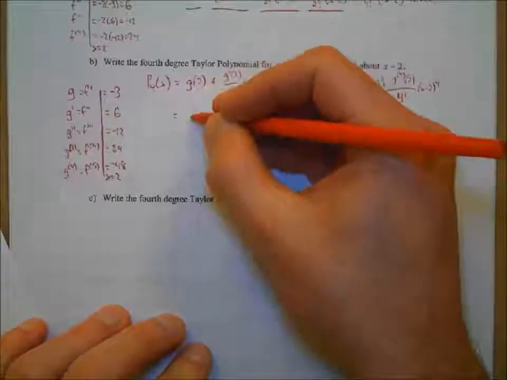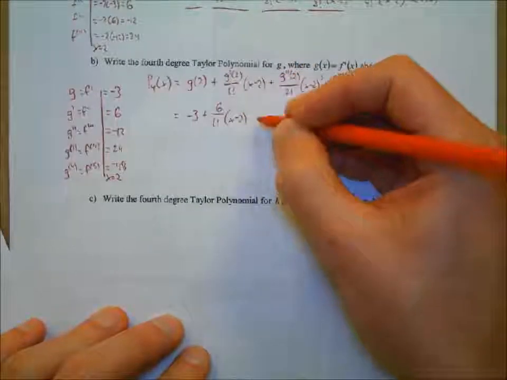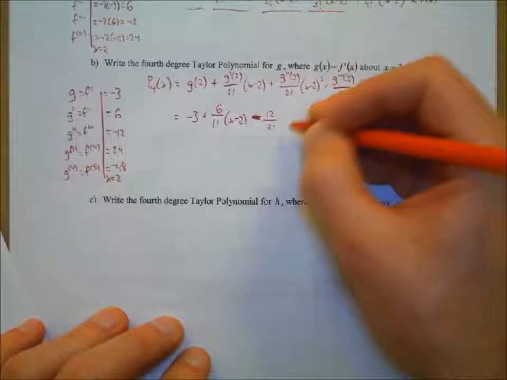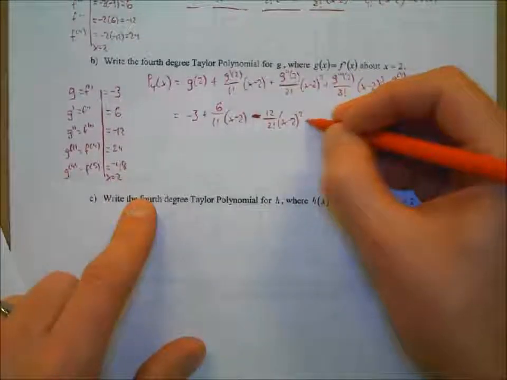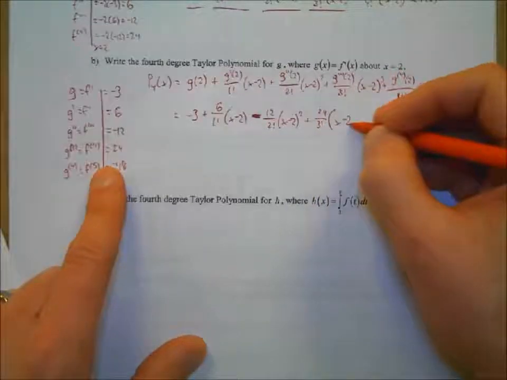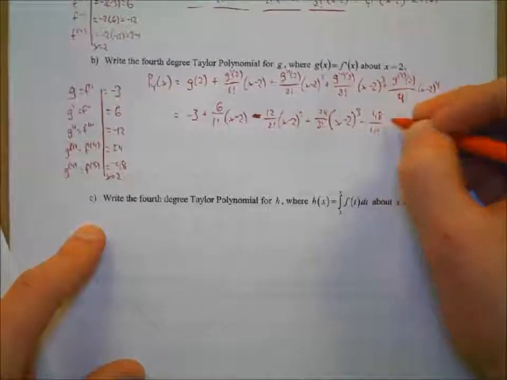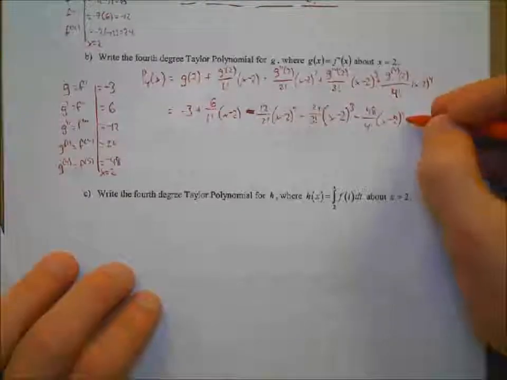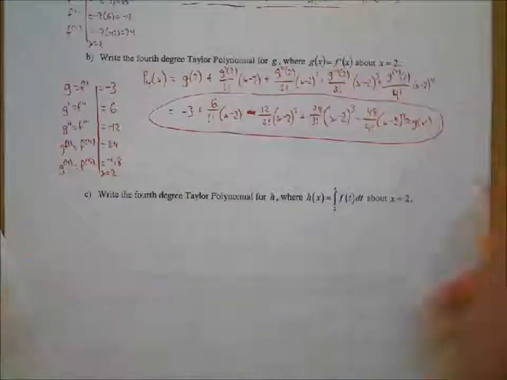G of 2 is going to be equal to -3, and it'll be 6 over 1 factorial times (x minus 2), minus 12 over 2 factorial times (x minus 2) squared, plus 24 over 3 factorial times (x minus 2) to the third, minus 48 over 4 factorial times (x minus 2) to the 4th. And again, that is an approximation of g of x.